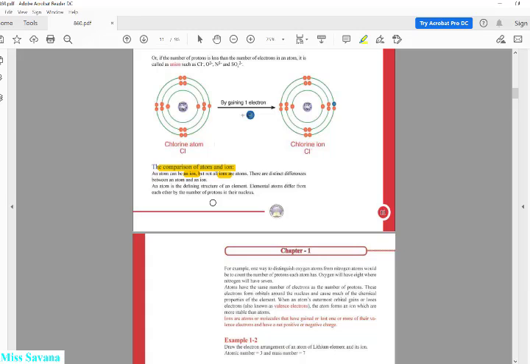An atom is the defining structure of an element. Atoms differ from each other by the number of protons in their nucleus.